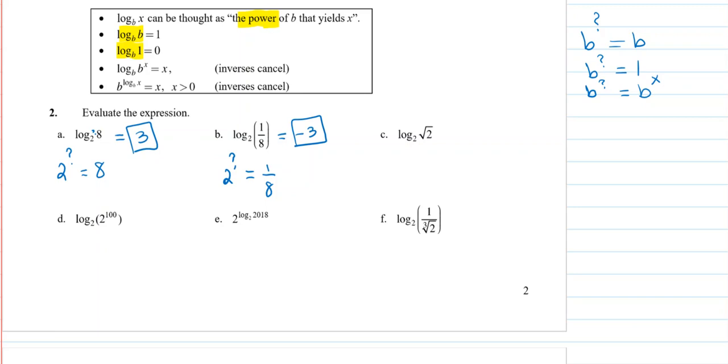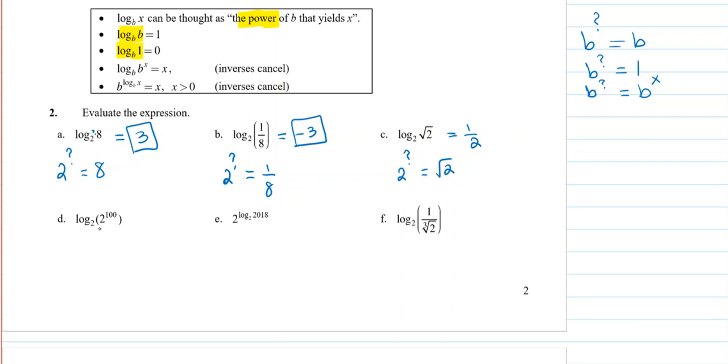So for this next one, you have to find out, okay, 2 to what power gives me square root of 2. And this is where you have to review those rational exponents. You know that square root means 1/2 power. So 2 to the 1/2 power gives you square root of 2.